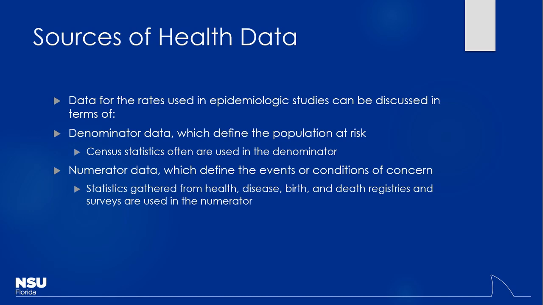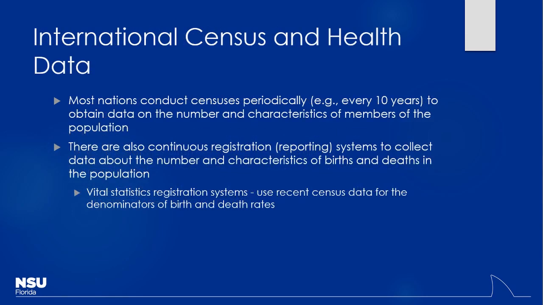The numerator is going to be the events, the people who are actually developing the conditions that we're concerned about, right? It's always going to be the number of people who develop or have the condition that we're interested in. And so we're going to see that a lot of places will go ahead and collect data, usually every 10 years or so. In fact, do we have a census coming up pretty soon? We do in 2020, absolutely. Every 10 years, the U.S. does their census. Why do we care about the census?